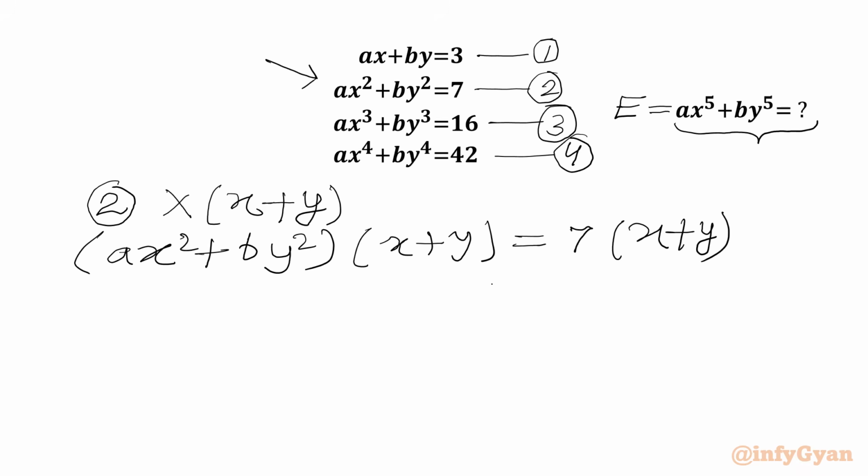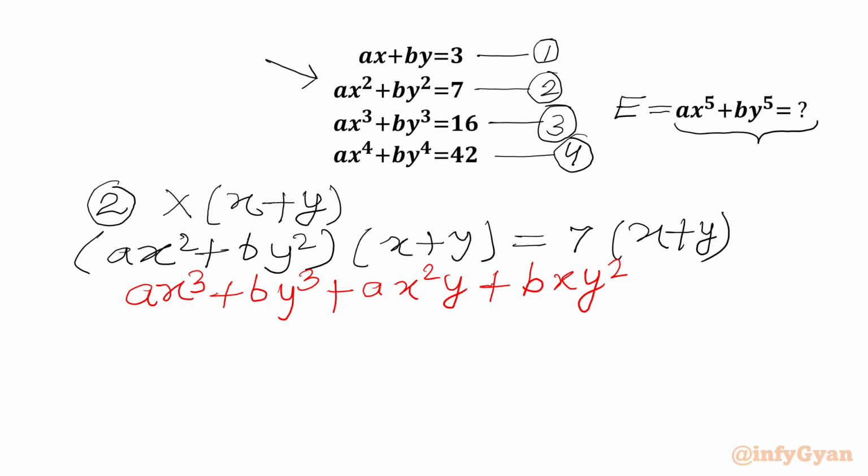Now we have to multiply term by term. ax^2 times x, ax^3. by^2 times y, by^3. Plus ax^2 times y, ax^2 y. Plus by^2 times x, bxy^2, will be equal to 7 times x plus y.